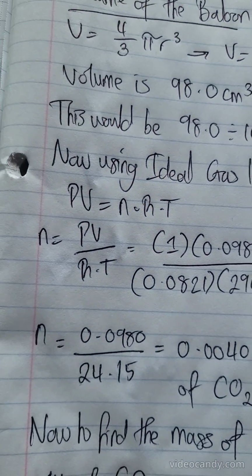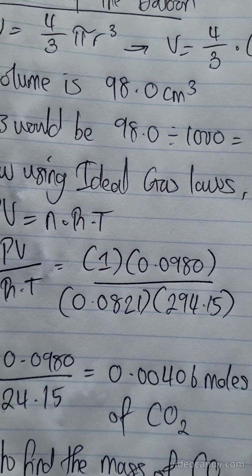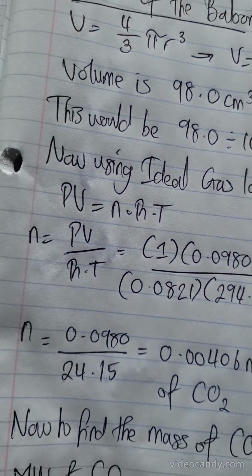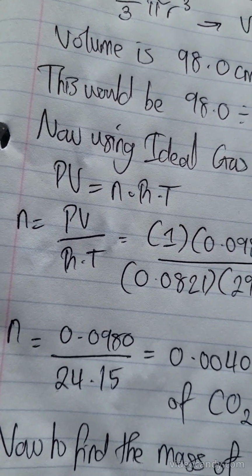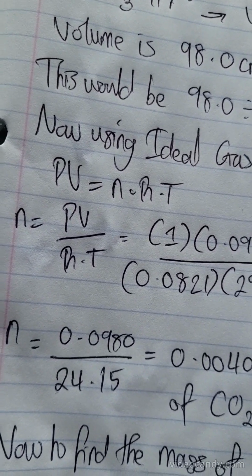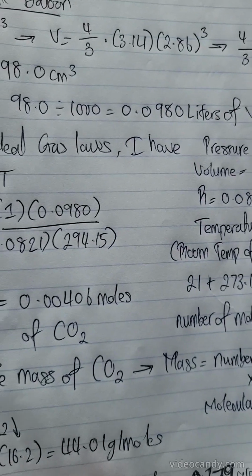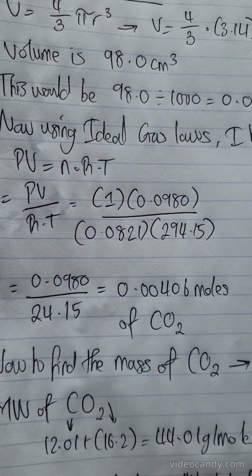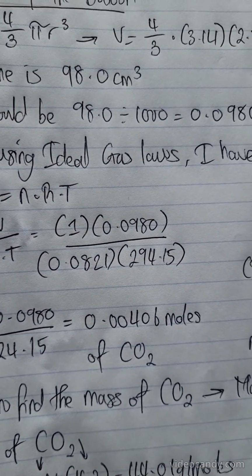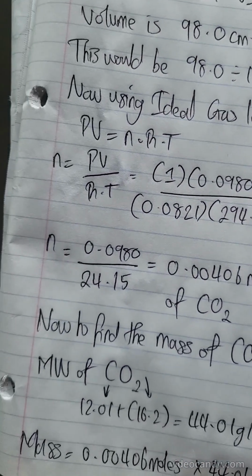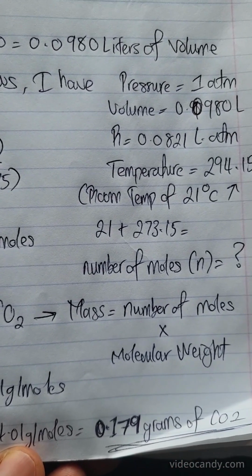After doing that, to find the mass of the carbon dioxide, we first need to find the number of moles of the carbon dioxide. So n is pressure times volume over constant times temperature. After doing the calculation for that, I got 0.0046 moles of CO2.